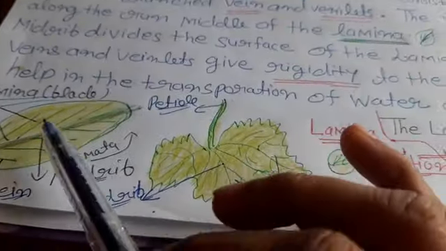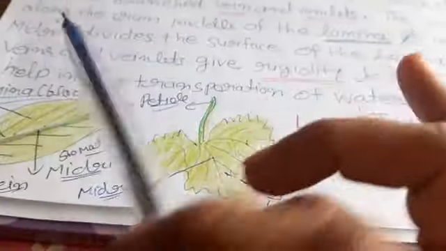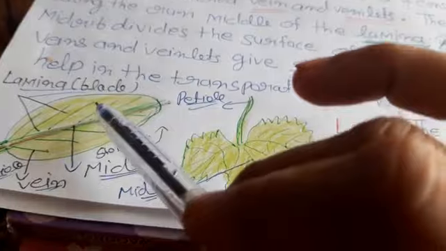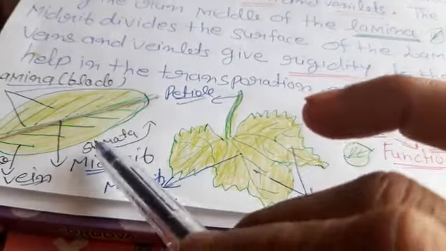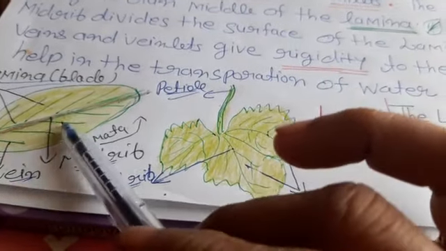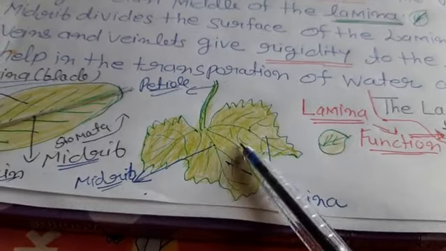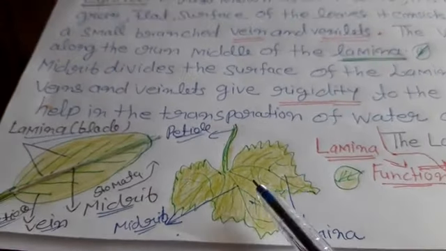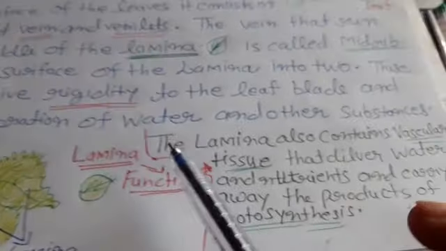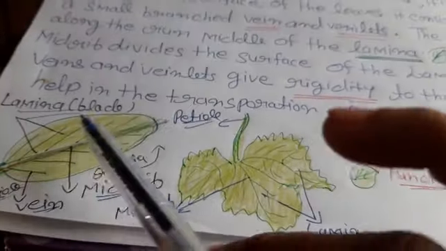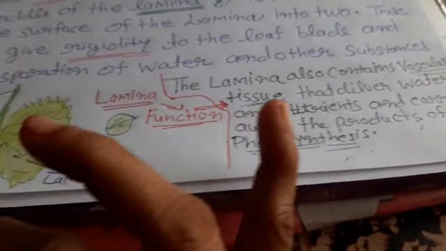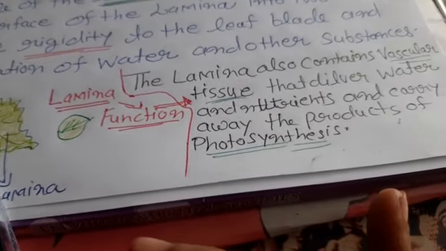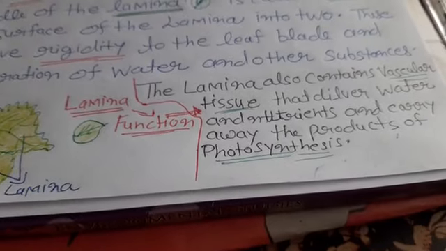Okay, the main function of the lamina: veins and veinlets give rigidity to the leaf blade, and they help in the transpiration of water and other nutrient substances. So here we can see the lamina function. The lamina consists of vascular tissue that delivers water and nutrients and carries away the products of photosynthesis.